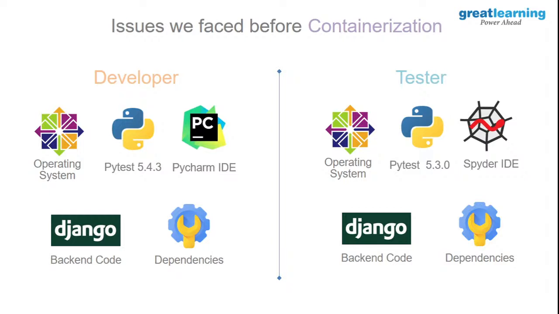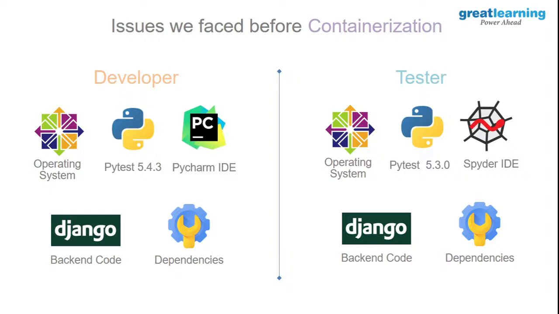Now both of them have different application versions, so this might cause a compatibility issue, because the developer might write the code for one version which may not work for the other version. So the developer and tester must have talked about having a standard environment. Otherwise, it causes compatibility issues. The tester can't use the code that the developer is sending him, so he can't work with the code, right?